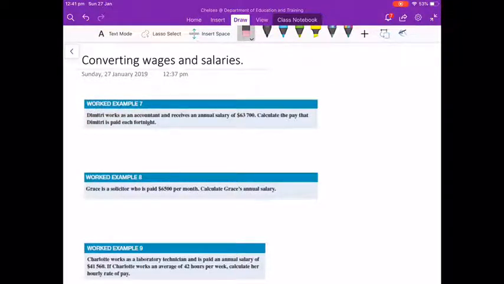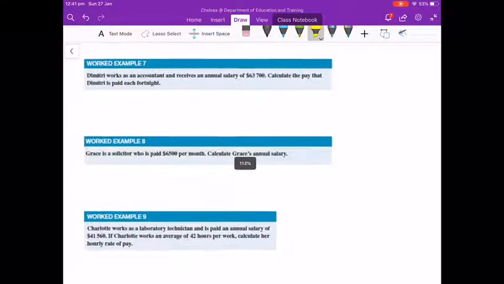Today we are looking at converting wages and salaries using set 1.3 from the textbook. A wage is an amount paid to an employee according to the money they make per hour, or an hourly rate. And a salary is a fixed amount which is paid to an employee to do a job annually. Let's look at the worked examples below.